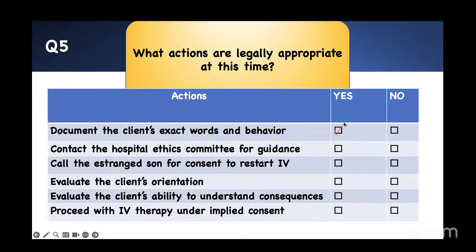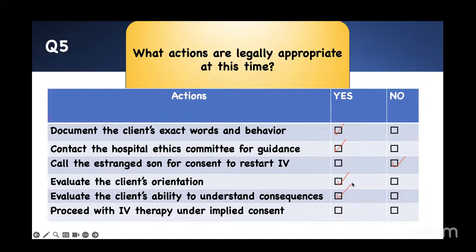That's the first thing. We have a situation, so we have to call the ethics committee to come and guide us because the patient refuses. You shouldn't call his son. He's not part of it. He doesn't even know anything. You have to evaluate his orientation. Orientation means: is he alert? Is he oriented? He knows what he is doing. And then we have to evaluate his understanding of the consequences.